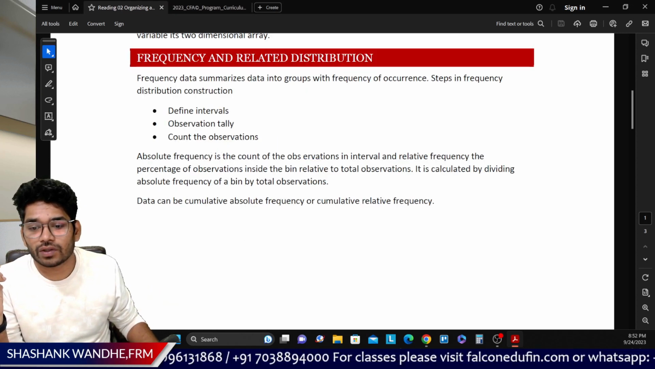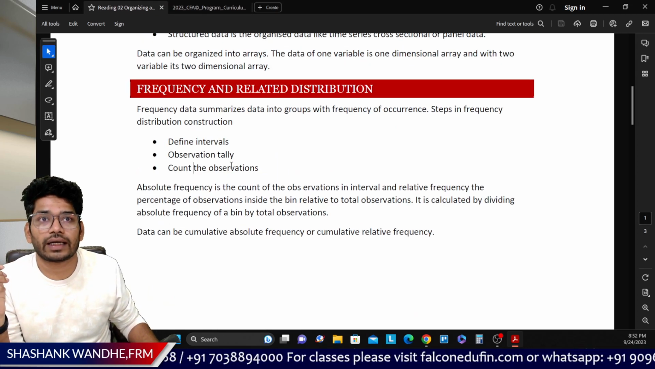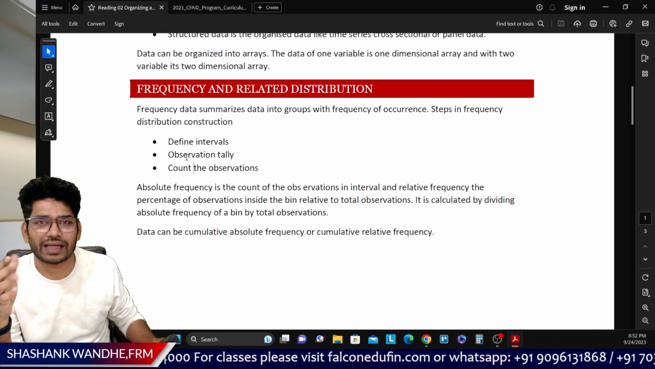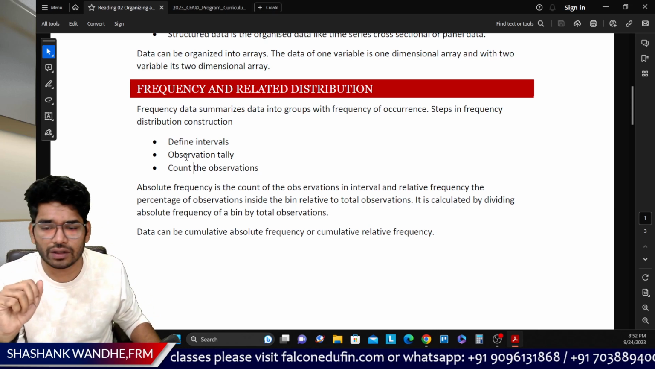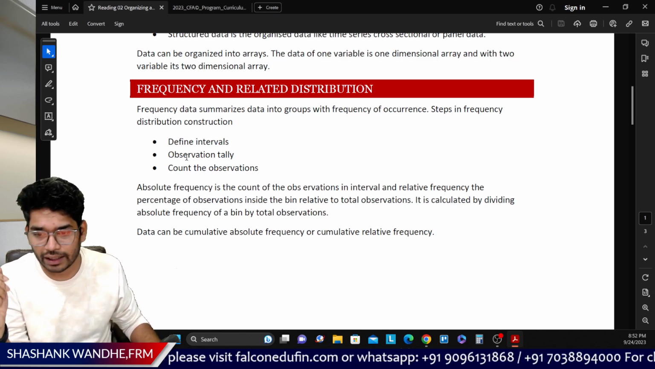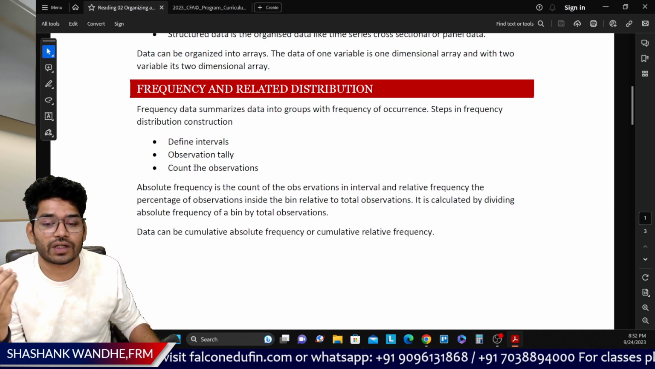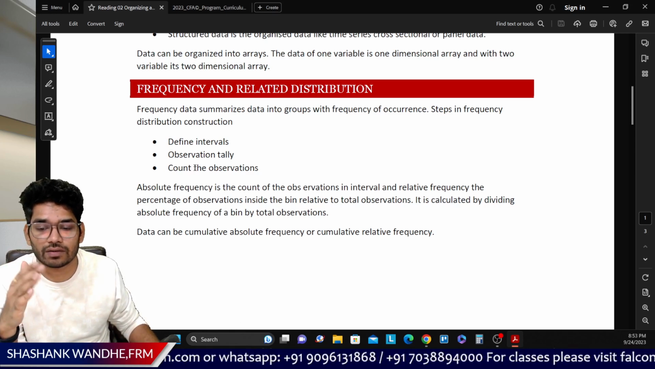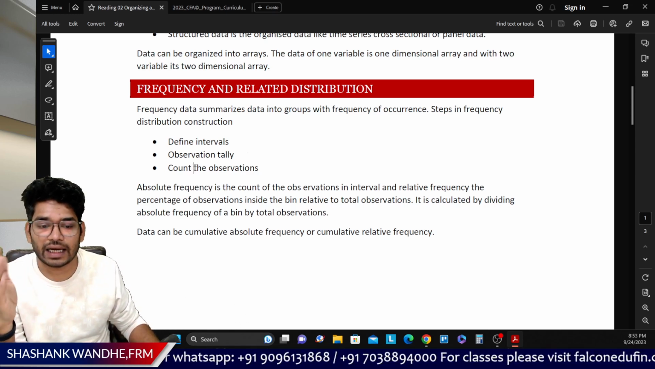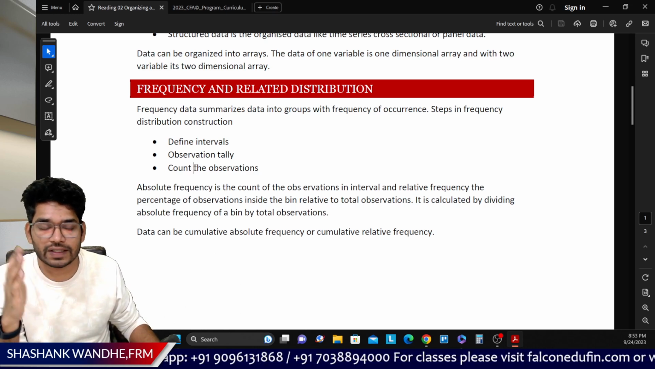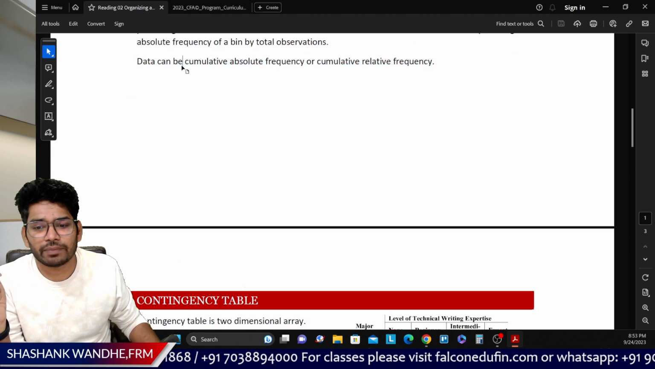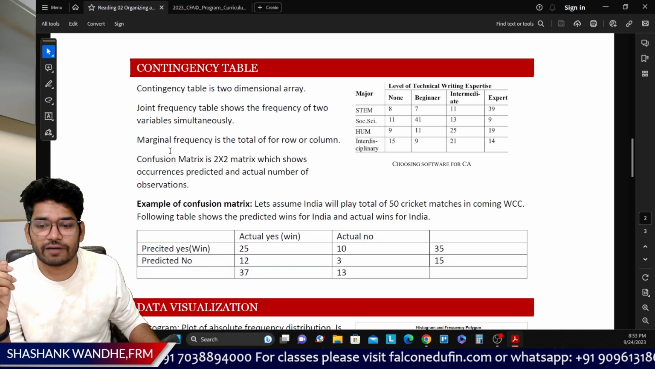Now, for exam purposes, the steps in the frequency distribution: first you define intervals, then observation tally. Again, this is fifth standard discussion, how to do the tally, and you already understand. Then we count the observations and you will get the absolute frequency. Then you can calculate the relative frequency using the absolute frequency, and then you can also have the cumulative absolute frequency and cumulative relative frequency. We already discussed this. Then we have the contingency table.